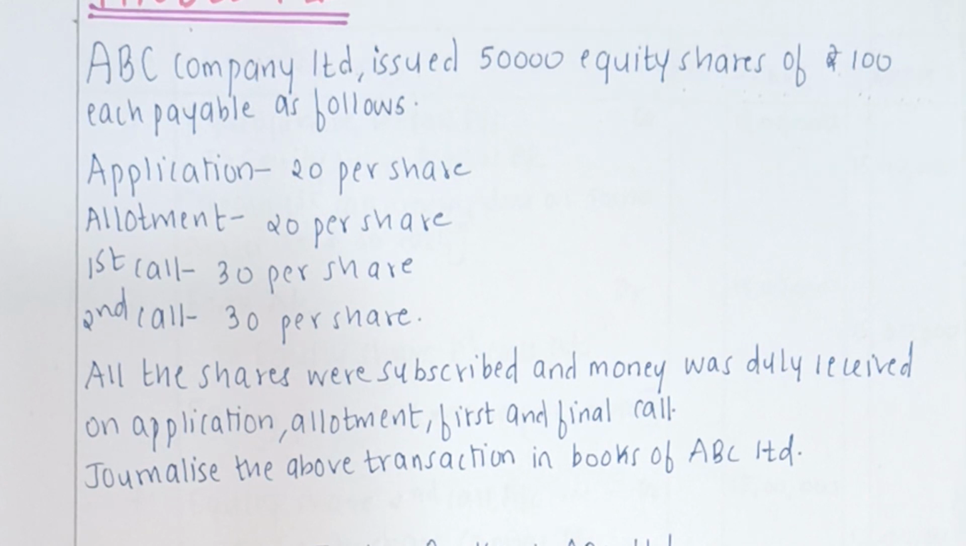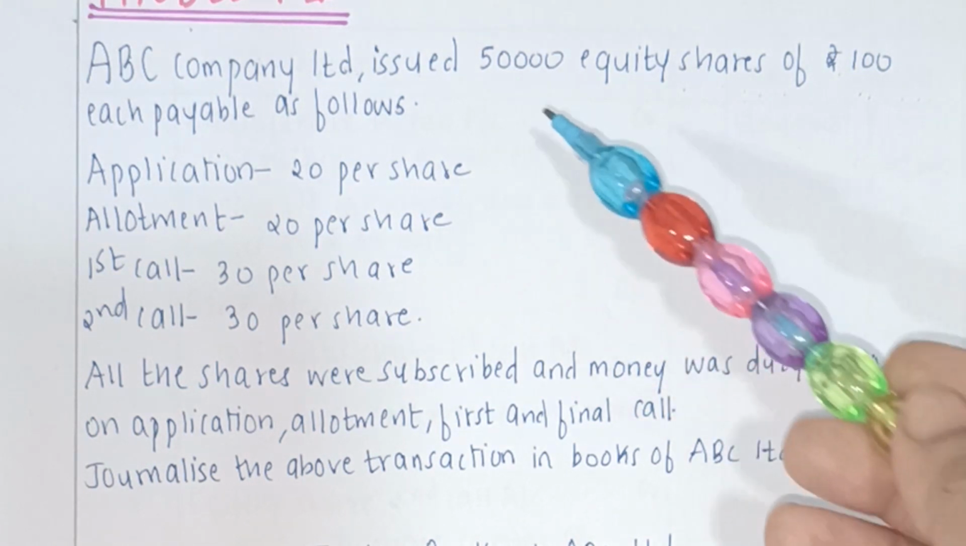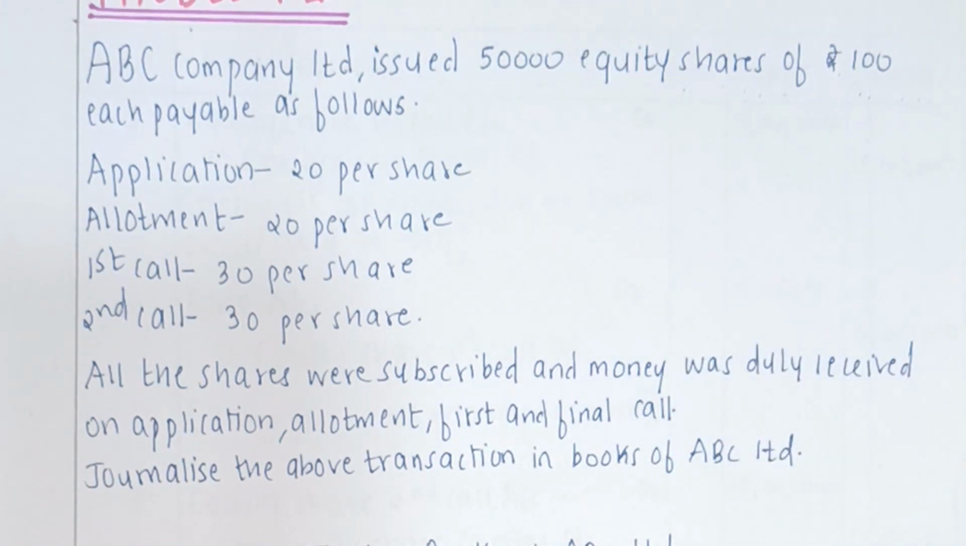So students, first of all, whenever you are solving any sum on journal entries or on shares, it is important that you see the total amount of shares which are issued. Here it's mentioned 50,000. Okay. Then you see here it says all the shares were subscribed. Okay. So this is important. It means all the shares were subscribed. So you have to multiply every amount by 50,000.